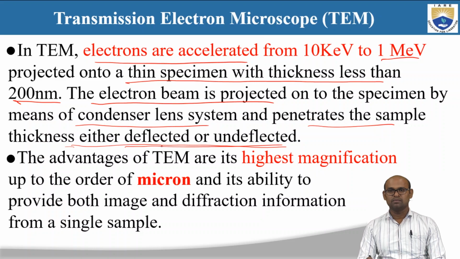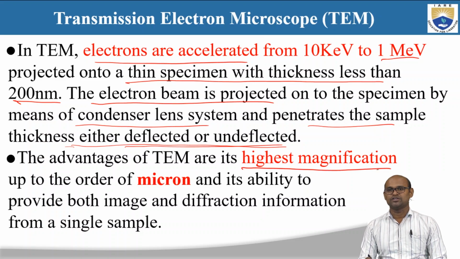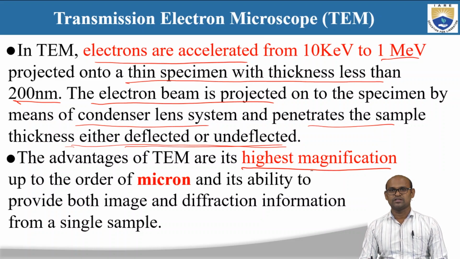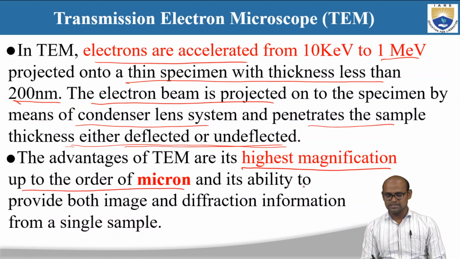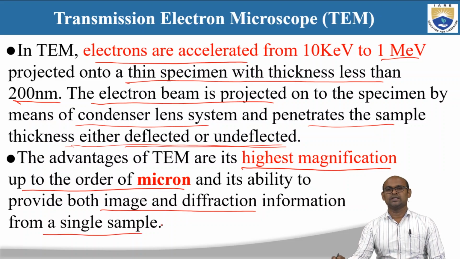So the beam can deflect or it can be undeflected. The advantages of the TEM are its highest magnification. The best advantage of this transmission electron microscope is that it has the highest magnification, so it's very clear what we are looking at, up to the order of micron, and its ability to provide both image and diffraction information from a single sample.